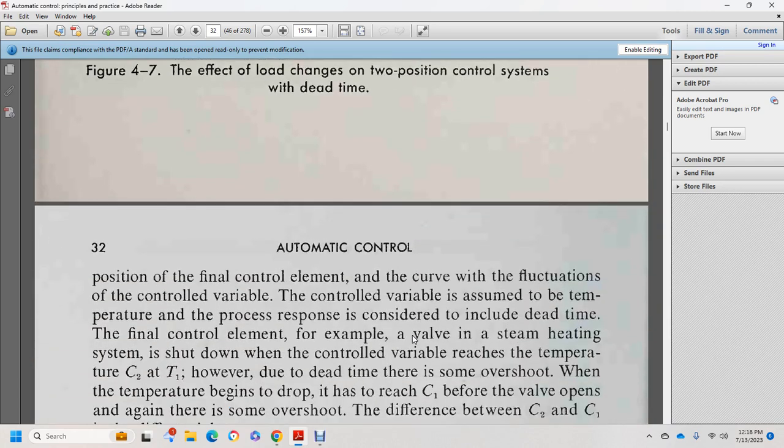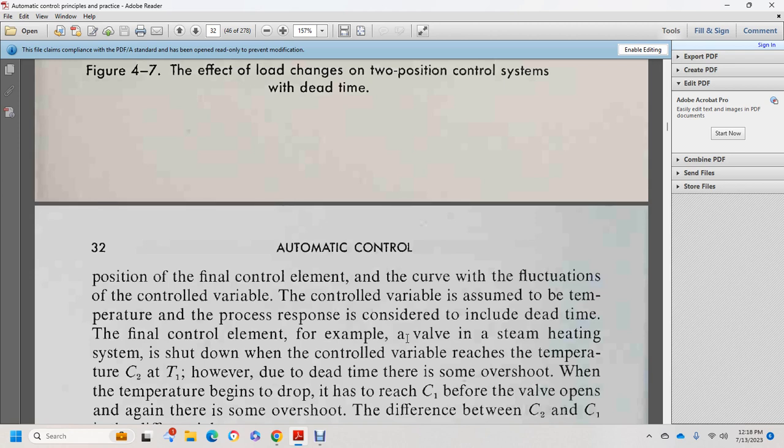Position with the final control element with the curve of the fluctuation for the control valve with the control variable. The control variable is assumed to be the temperature, with the valve response considered to include the dead time of the final control element. For example, the valve of a steam heating system shuts down with the control variable to reach the temperature.